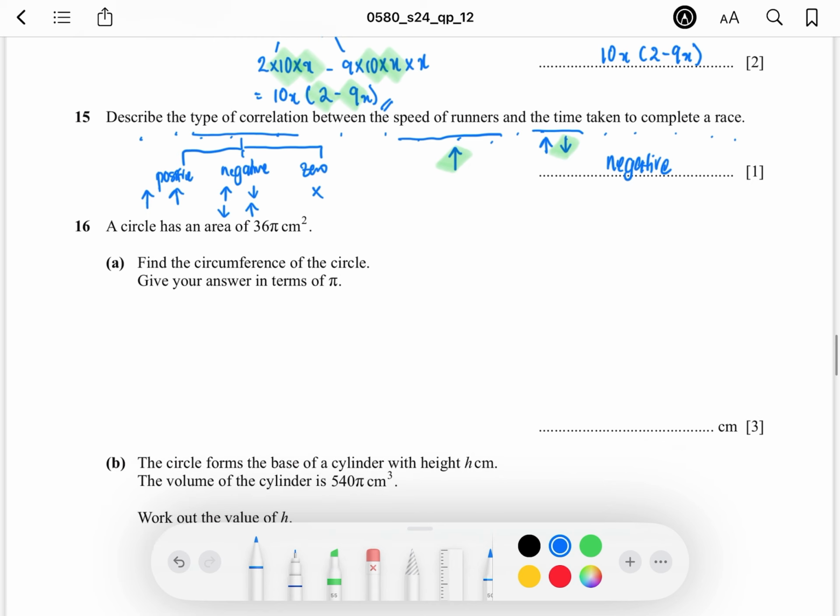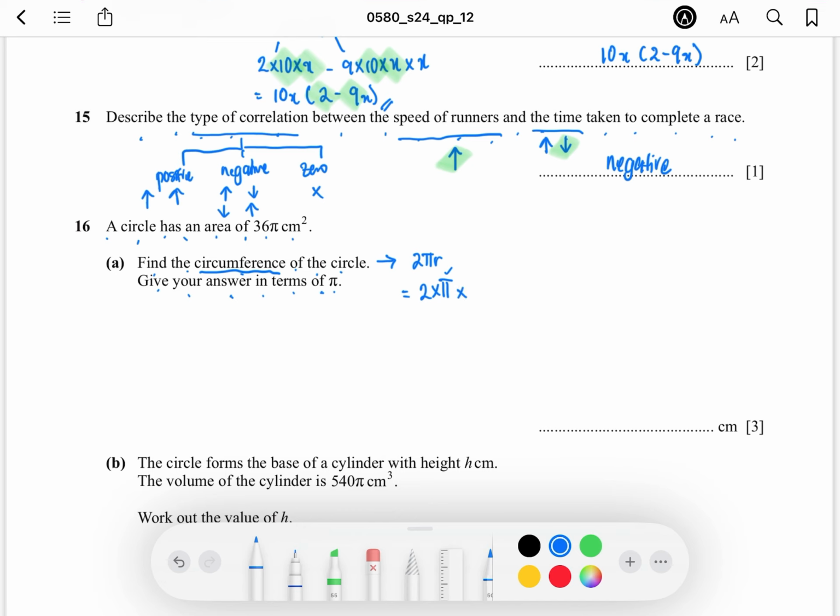A circle has an area of 36 pi square centimeter. Find the circumference of the circle. Give your answer in terms of pi. Circumference of a circle, that means it's 2 pi r. This is something that you need to memorize. So to find 2 pi r, that's 2 times pi, because the question says answer in terms of pi, so we leave pi as it is, times r.